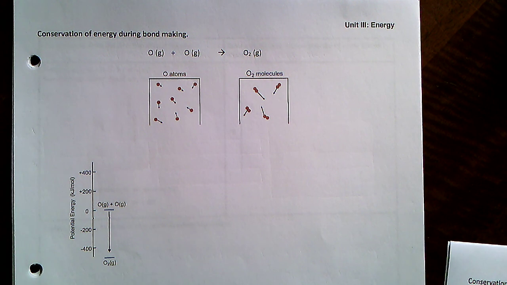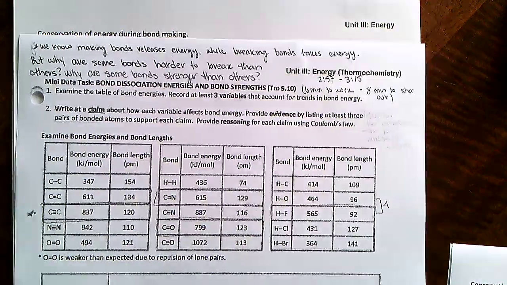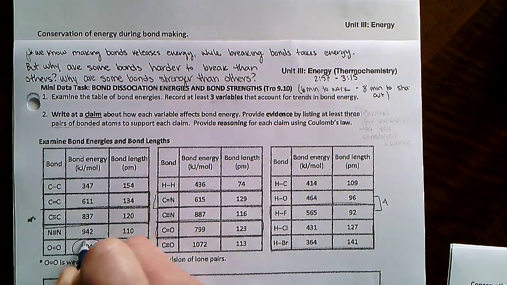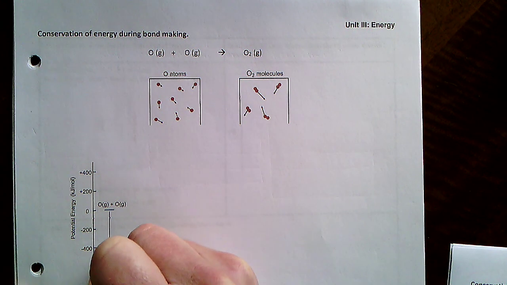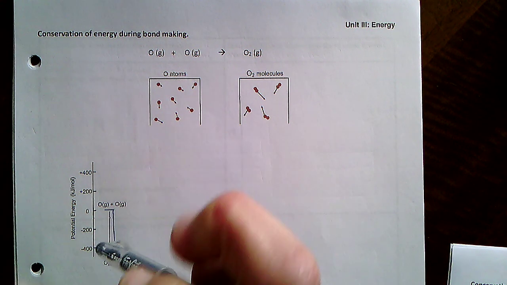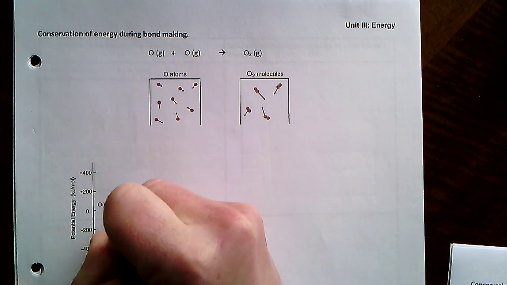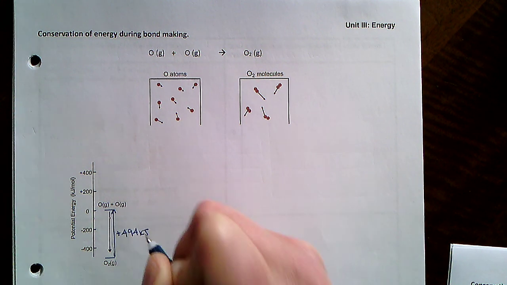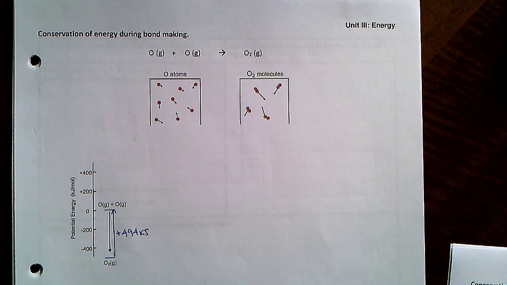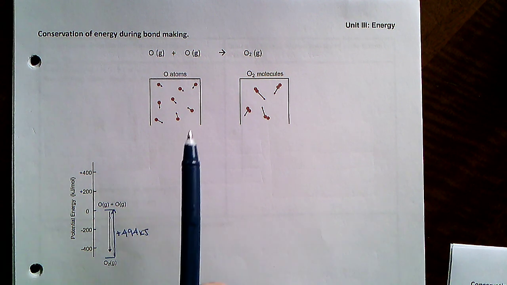So going back to the two oxygen atoms, really quick, let's look. O2 has a bond energy of 494, which means if you want to start with an oxygen molecule and separate that bond, you want to go up, you want to put energy in to separate that bond. You have to put in 494 kilojoules of energy if you were going to separate a mole of oxygen molecules. Just to point that out. So let's go back here.